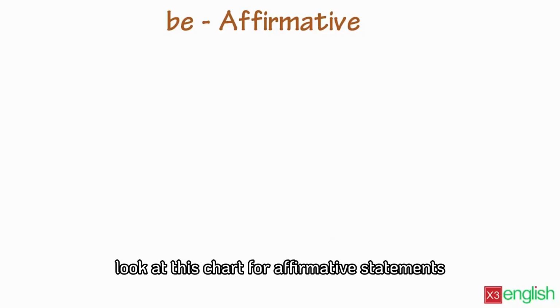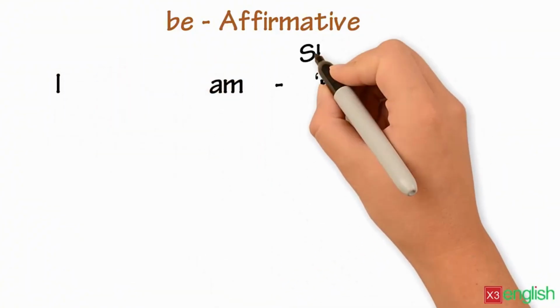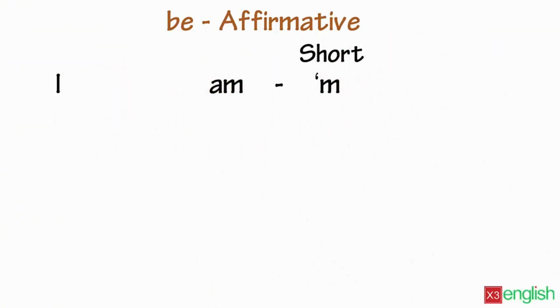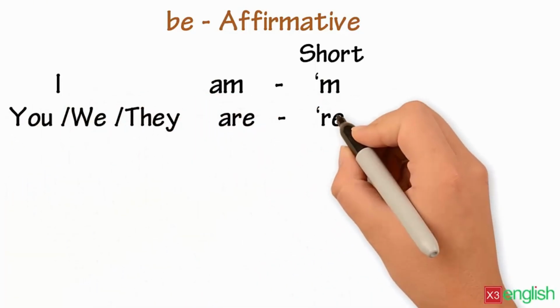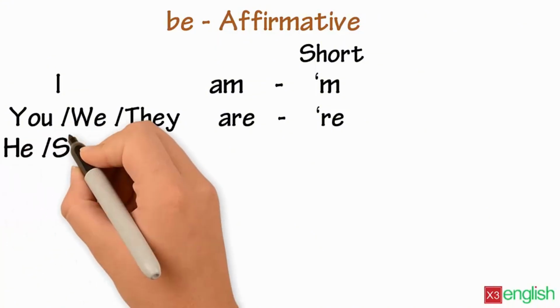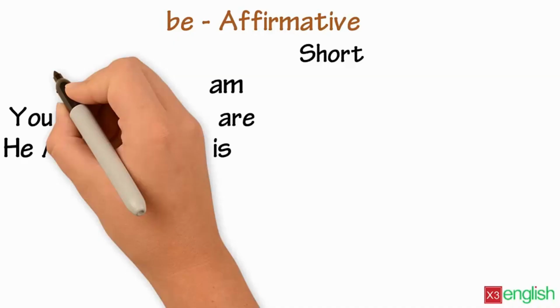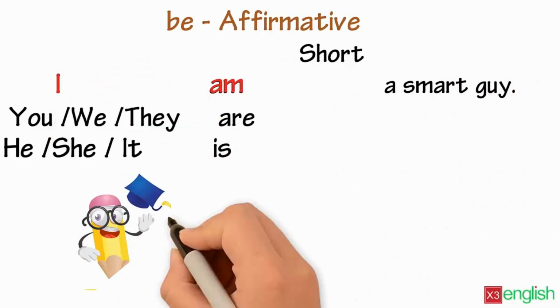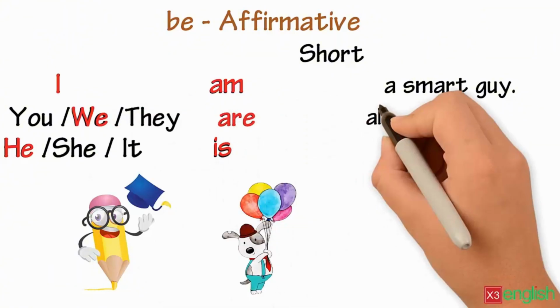Look at this chart. For affirmative statements, we say I am, or 'm as a short form; you, we, they are, or 're for short; he, she, it is, or 's. So we say, I am a smart guy. He is very happy. We are all nice and friendly.